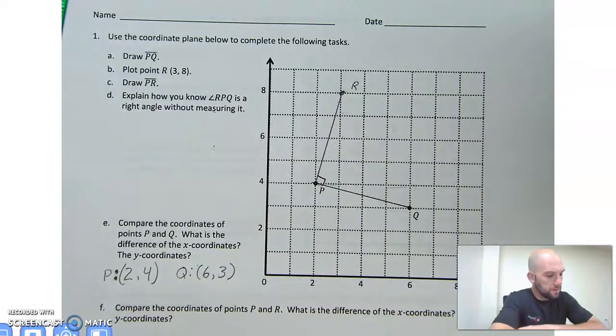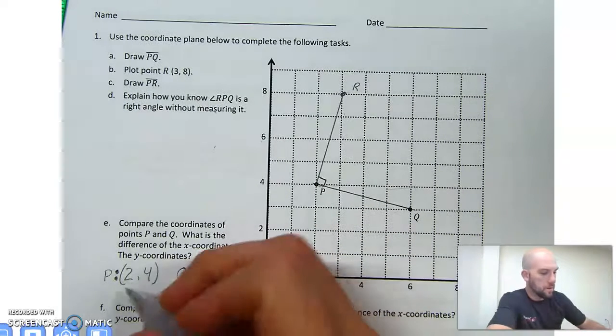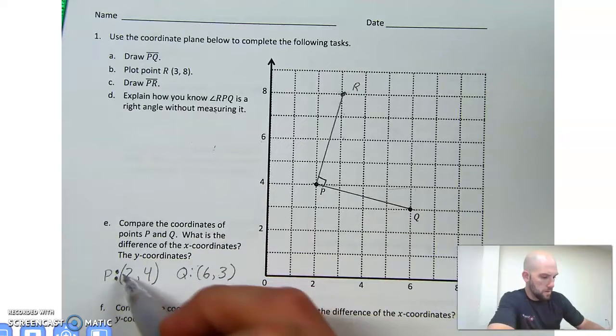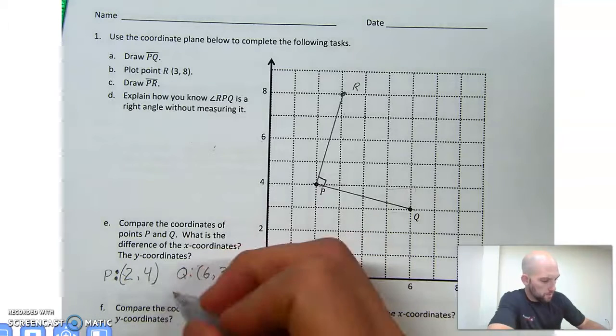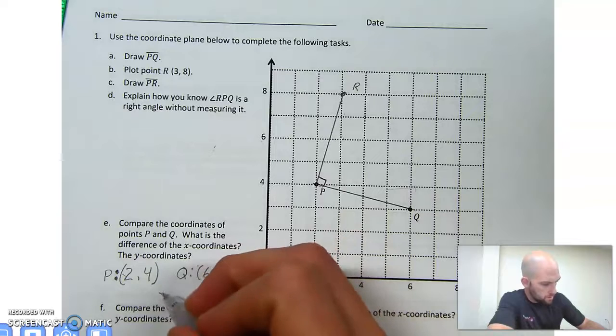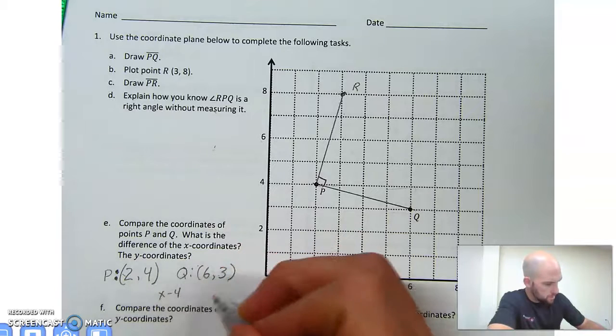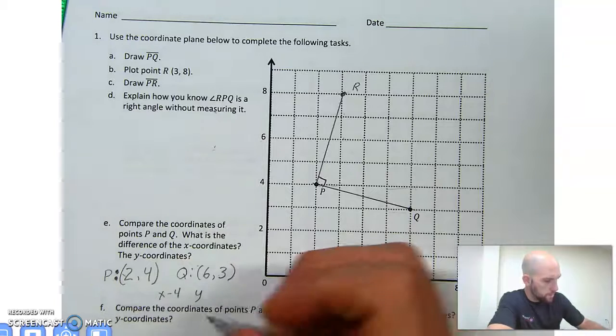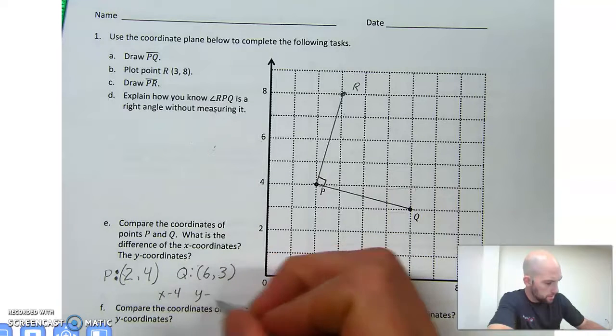So what is the difference of the x coordinates and the difference of the y coordinates? The difference between the x coordinates would be 4, since 6 minus 2 is 4. And the y coordinates, 4 and 3, differ by 1.